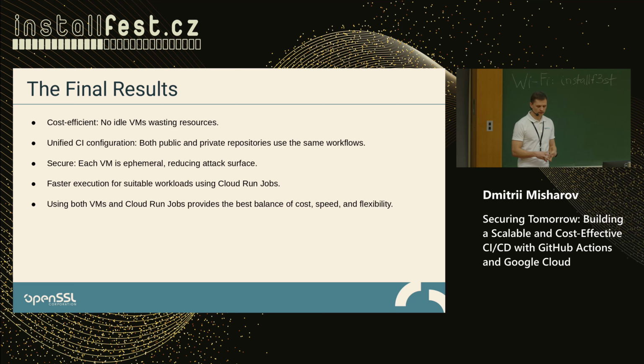And the final results: we have this cost-efficient solution, so we don't have idle VMs wasting resources. We have unified CI configuration for both public and private repositories. They use the same workflows, and we didn't need to reinvent the wheel. We just use the same configuration. It's secure. Each VM is ephemeral. This way we reduce the attack surface, so there are no rogue services running alongside permanently running runners.